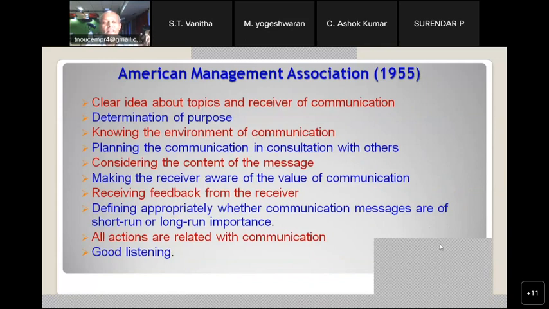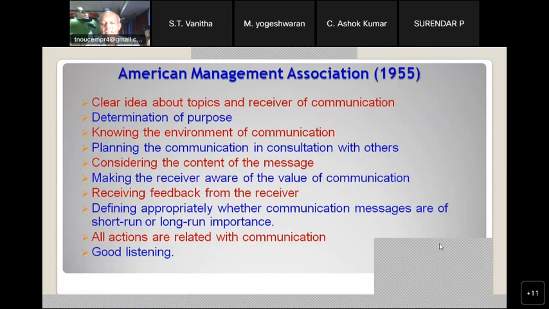So what does it mean, the environment? The environment should be receptive. That means you should be receiving. Suppose there is chaos or pandemonium, then there is no meaning of communication. The teacher has to take control of the class, and after that he has to communicate. Otherwise, I will simply teach, and it may not be effective.